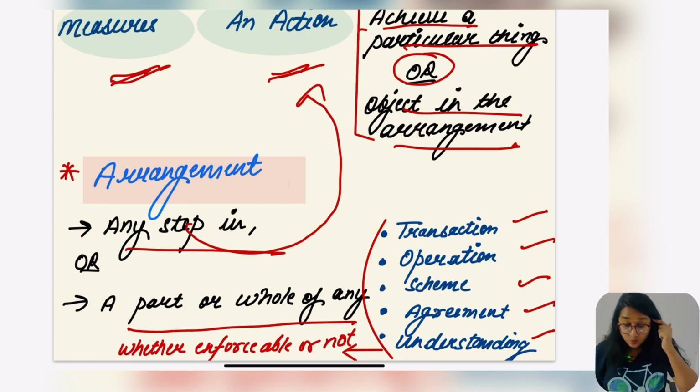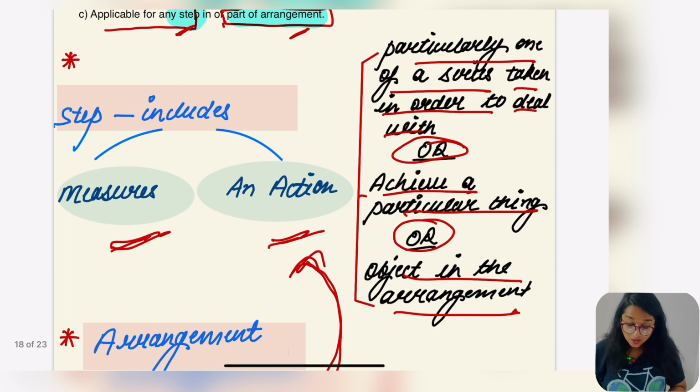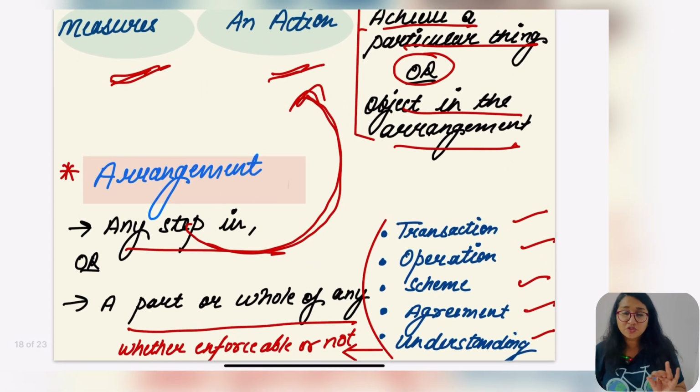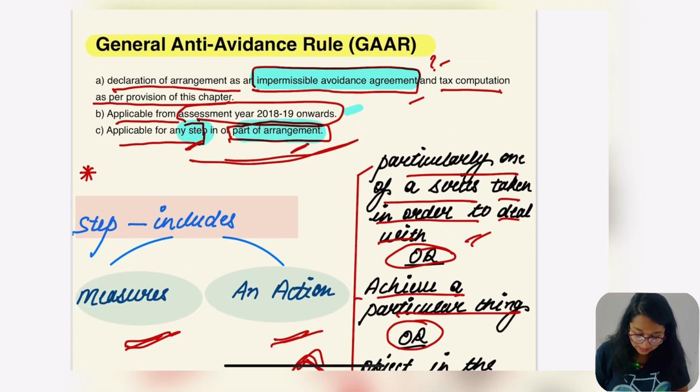Again, I am going to repeat, what is an arrangement? Arrangement is any step. Step we already discussed, that is, a measure or action which is done to achieve any particular thing or object in the arrangement, or one of a series taken in order to deal with this thing. So this was the first thing which says about the arrangement, that is, any of this step or part of the whole of a transaction, operation, scheme, arrangement, agreement and understanding, whether it is enforceable or not. So we get to know about the third condition, which is step and arrangement.